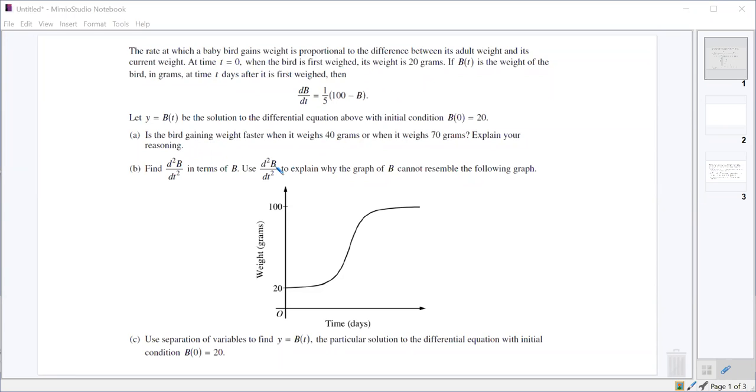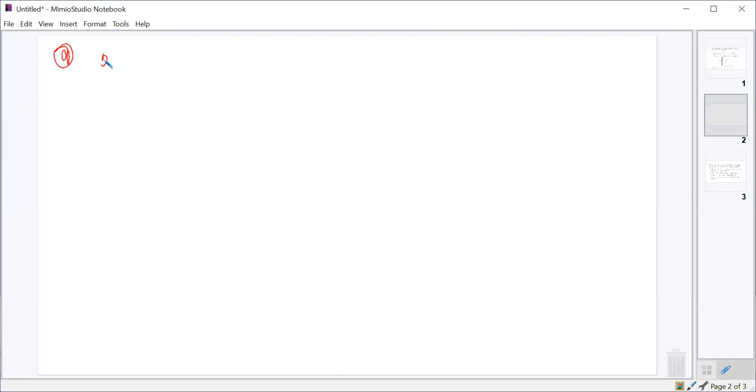First we want to know, is the bird gaining weight faster when it weighs 40 grams or when it weighs 70 grams? If the rate at which it's gaining weight is larger when it's 40 or larger when it's 70. So the rate at which it's gaining weight is dB/dt. So we just need to evaluate dB/dt at B equals 40, which was 1/5 of 100 minus B. So that's 60 over 5, or 12.